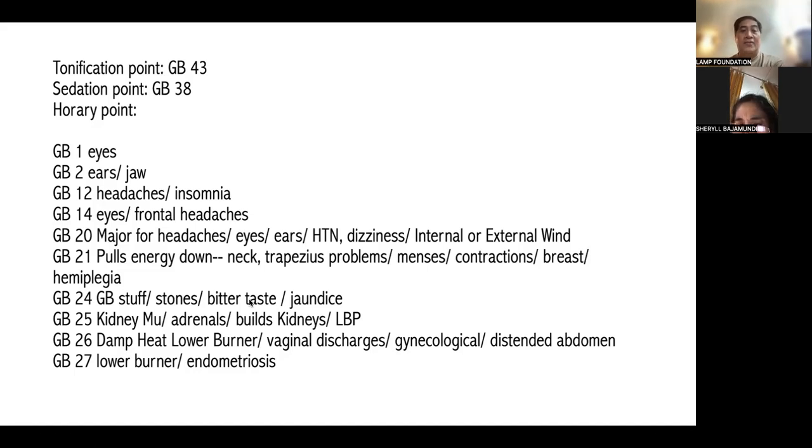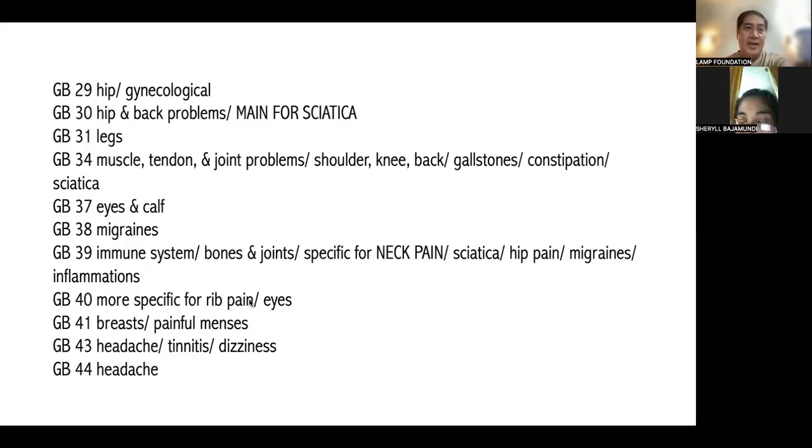Then GB27 is for the lower burner. So pag nakita mo makapal yung coating po sa lower burner sa tongue, you might want to needle GB27 at saka kung may endometriosis. Next, hip pain, gynecological pain, you'll have to use GB29. And your favorite, ang dami po may mga sciatica ngayon, no? So you need to really master your anatomy. At saka madali lang to, GB30.